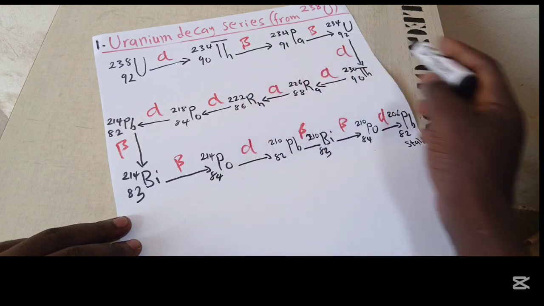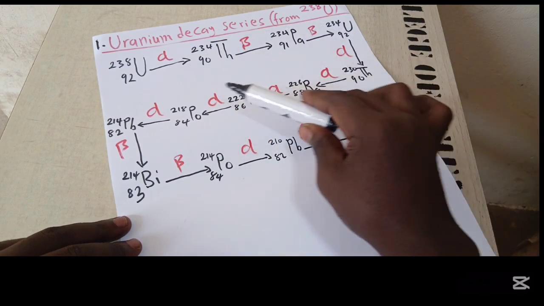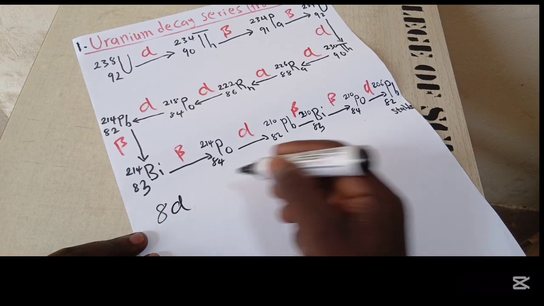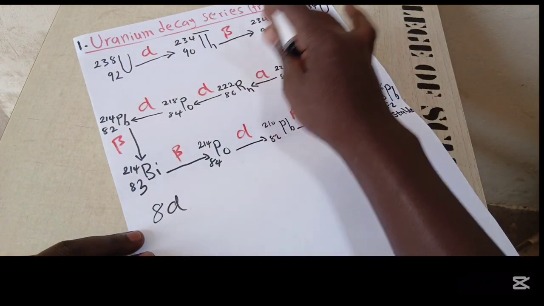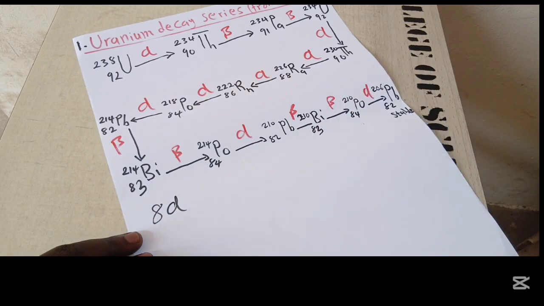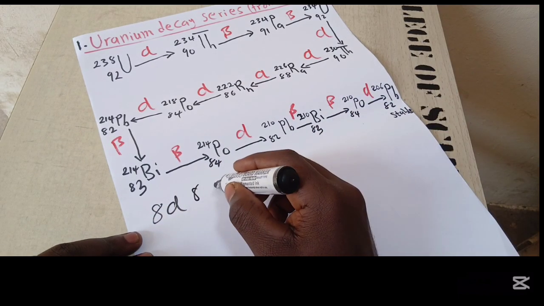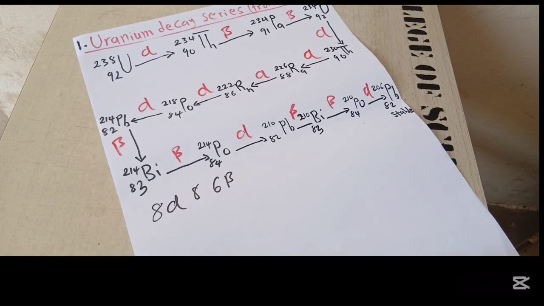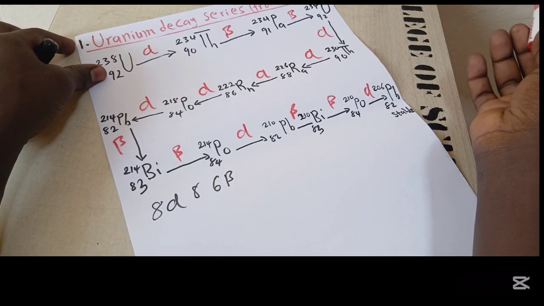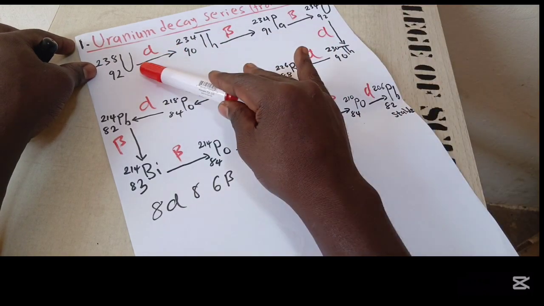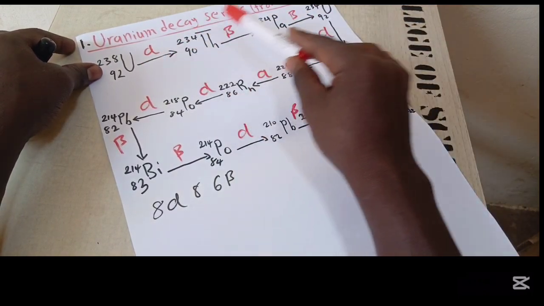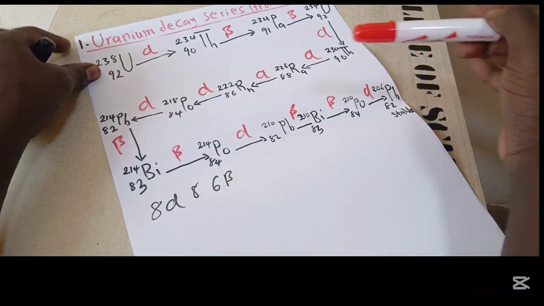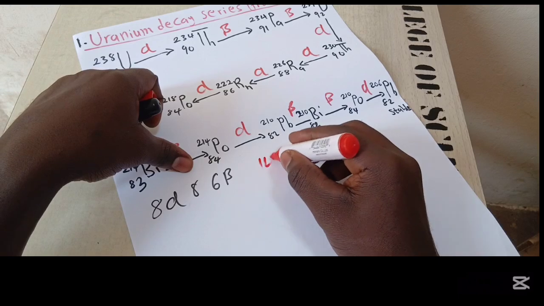So counting our alphas and betas, we have 1, 2, 3, 4, 5, 6, 7, 8 alpha particles. Counting our betas, 1, 2, 3, 4, 5, 6. We also have 6 beta particles. How many steps are involved in this reaction? Well, we determine this by counting the number of arrows involved in the reaction. So 1, 2, 3, 4, 5, 6, 7, 8, 9, 10, 11, 12, 13, 14. So 14 arrows, 14 steps.